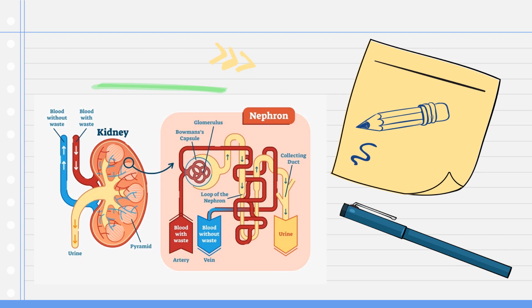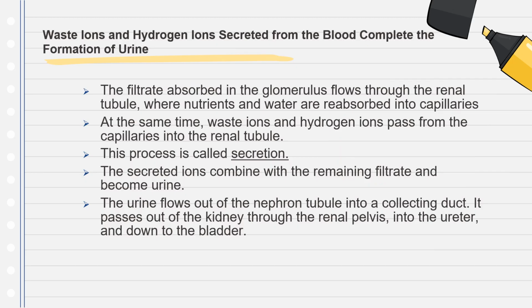Next is the structure of how urine flows through the nephron and ureters. So this one. Waste ions and hydrogen ions secreted from the blood complete the formation of urine. So, in the structure I showed earlier, you can see here where the secretion happens.